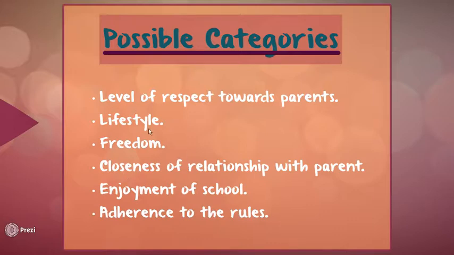Okay, lifestyle could be another category, because they both have certain lifestyles, but they're both very different. Eddie has a very different lifestyle to Henry. The idea of freedom, again, is a topic that links both Henry and Eddie because they both experience different levels of it. Closeness of relationship with a parent, we definitely get the sense that they have a relationship with their parent in these sources, but they definitely seem to have a different level of closeness. Enjoyment of school is another overarching category that you might have identified. And then adherence to the rules, so basically how much do they follow the rules.